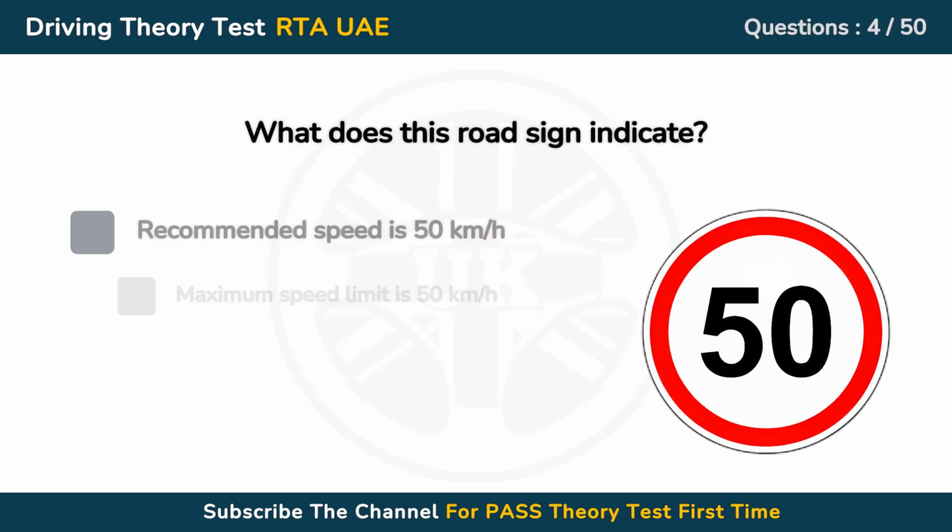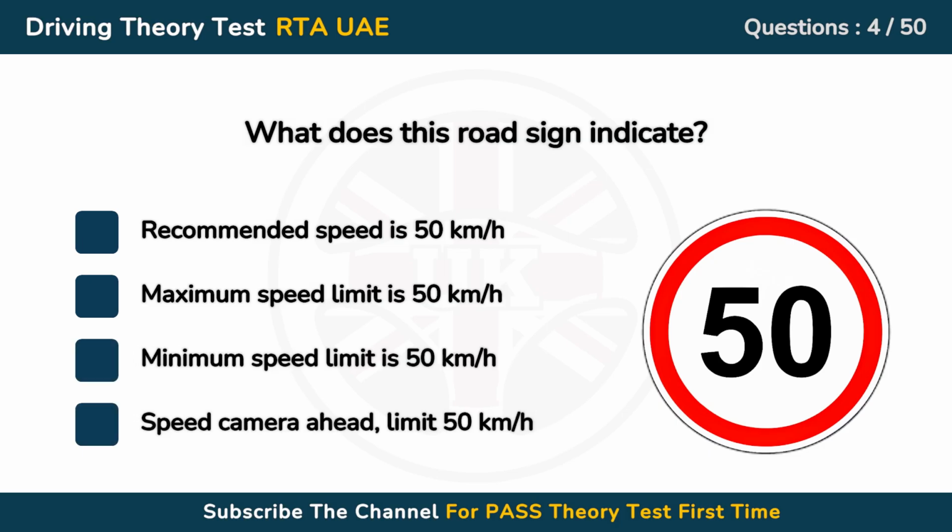Question 4. What does this road sign indicate? A. Recommended speed is 50 km per hour. B. Maximum speed limit is 50 km per hour. C. Minimum speed limit is 50 km per hour. D. Speed camera ahead, limit 50 km per hour.